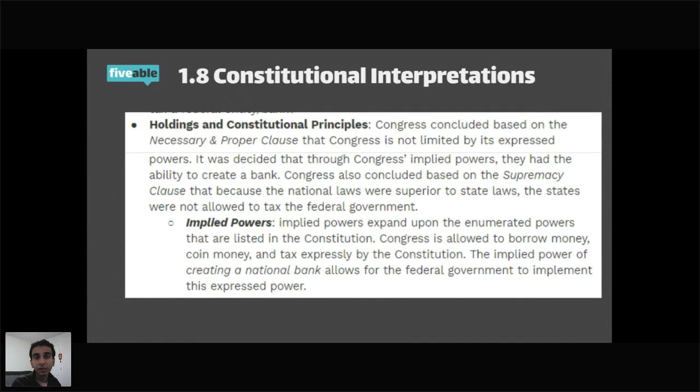Again, an implied power expands upon the expressed or enumerated powers that are listed in the Constitution. So, for example, they can borrow and coin money, and they can tax by the Constitution, so a bank helps them do that. Yeah, so a layer cake would probably work better there because the national government did outline their case in terms of authority. In terms of the supremacy clause, basically they said federal law supersedes state law.